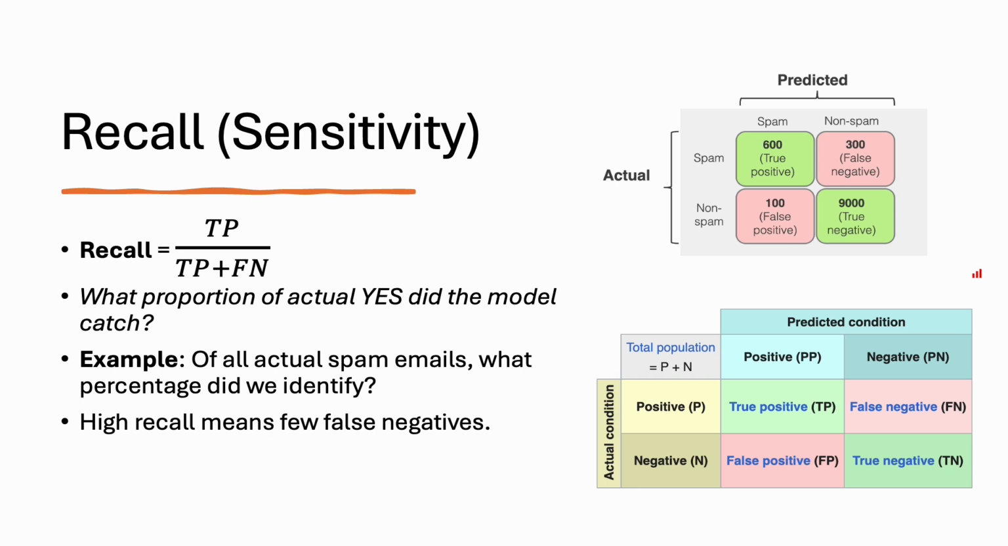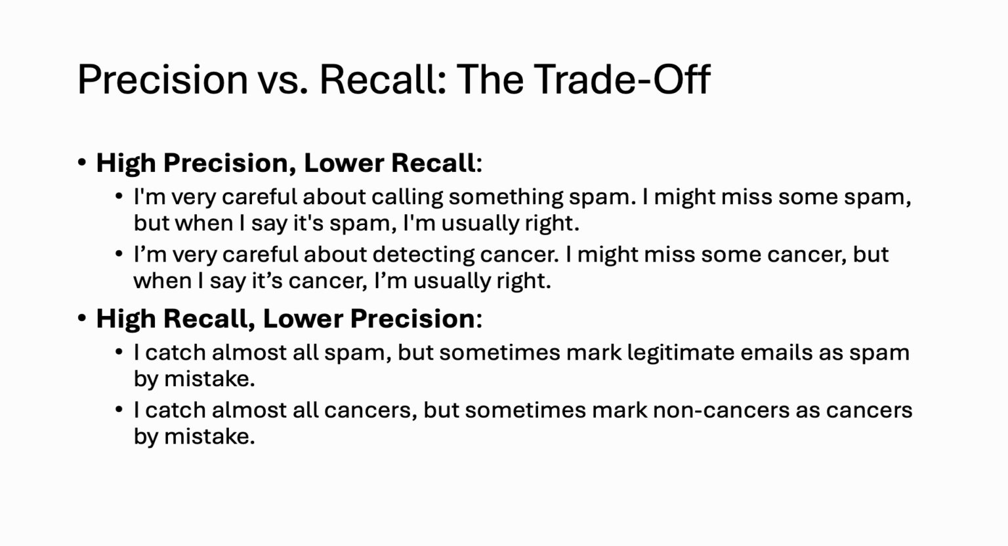So again, let's understand it. High recall or sensitivity means few false negatives. And moving forward, we need to understand the trade-off between precision and recall. So let's start with two conditions we can have, where the first condition is high precision and lower recall value.